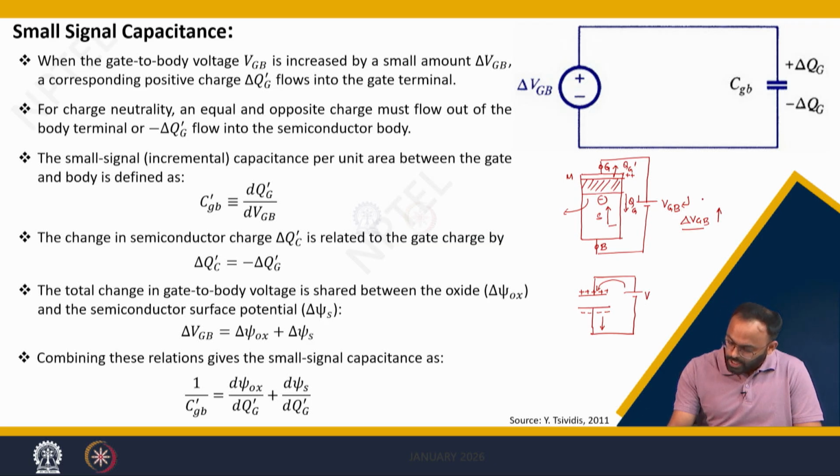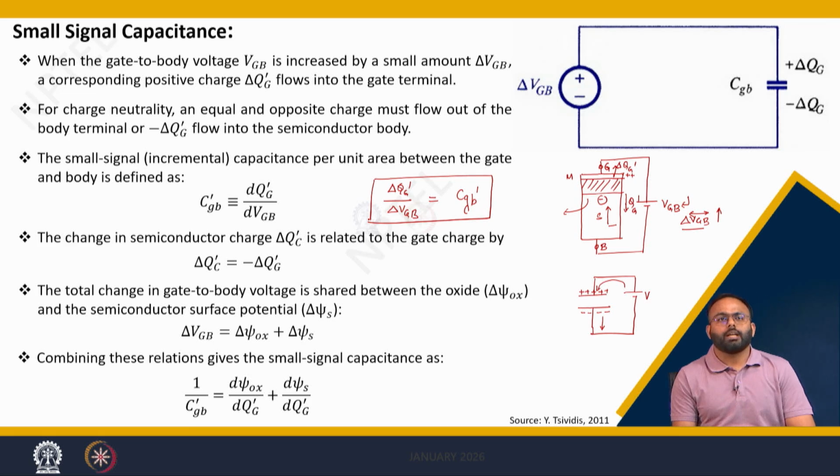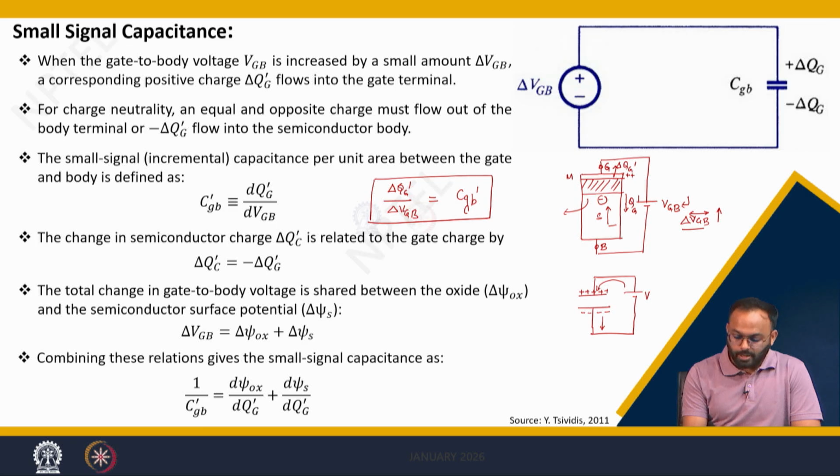So if we change the voltage VGB, then it is changing the charge at the metal plate, and hence that change in charge per change in gate voltage can be defined as the small signal capacitance between gate to body, and that capacitance is defined per unit area. So we are writing CGB dash is equal to delta QG dash divided by delta VGB, correct?